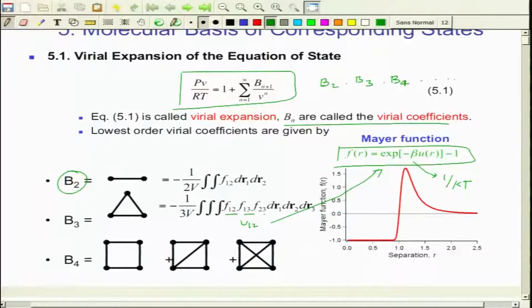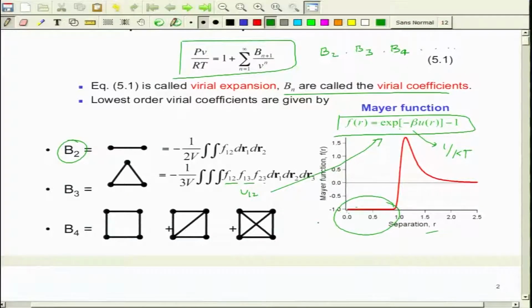Now, the Mayer function is not exactly the potential function. Though it depends on the potential energy, it is different from the typical potential energy. If you plot this function as a function of r, it looks like this. So there is a certain region where it is 0. If you multiply one Mayer bond by another one, and one of them is 0, of course the contribution is going to be 0.